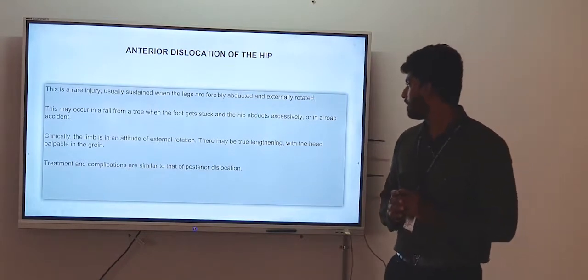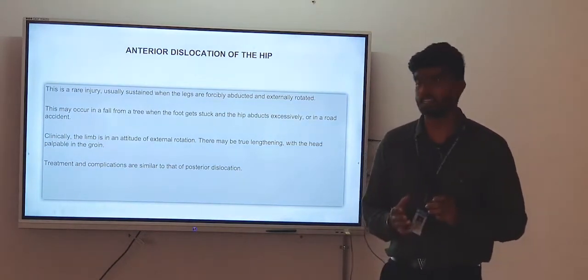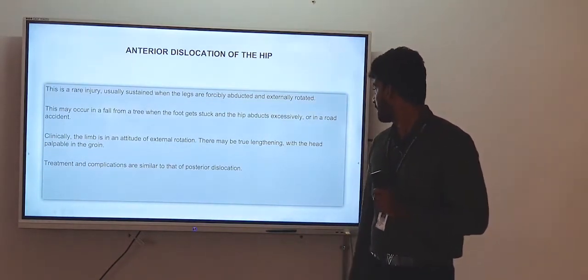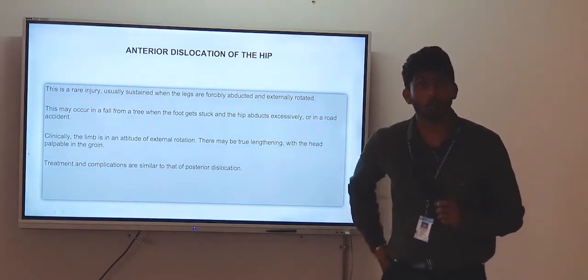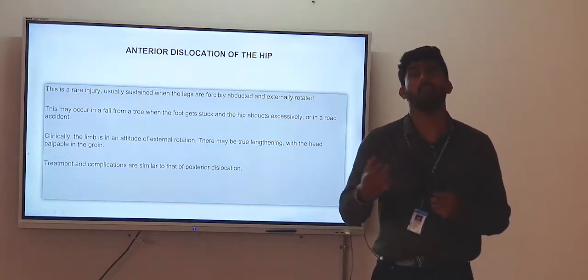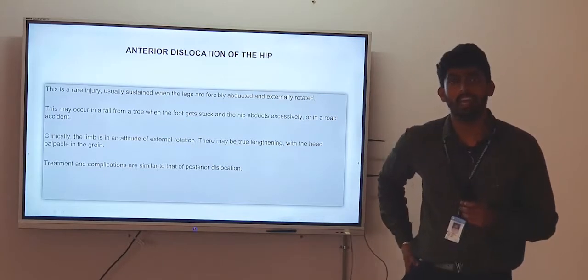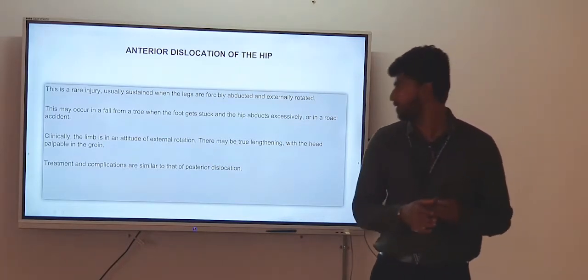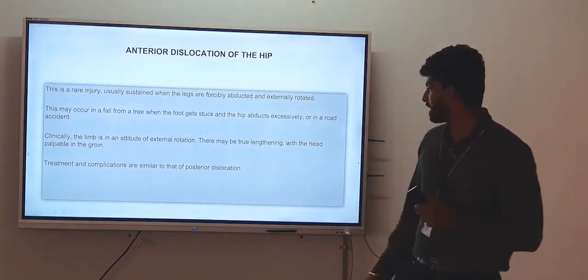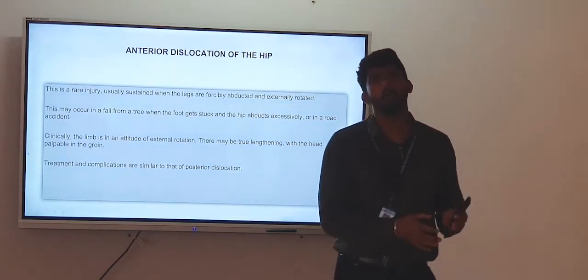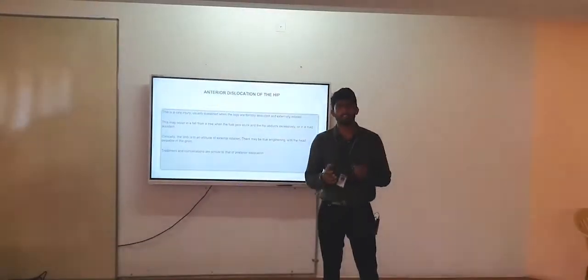Clinically, the limb is in the attitude of external rotation and there may be true lengthening with the head palpable in the groin area. If you palpate anteriorly, you'll be able to feel the head in the groin area. The treatment and complications are almost similar to the posterior dislocation as I explained in the last class.